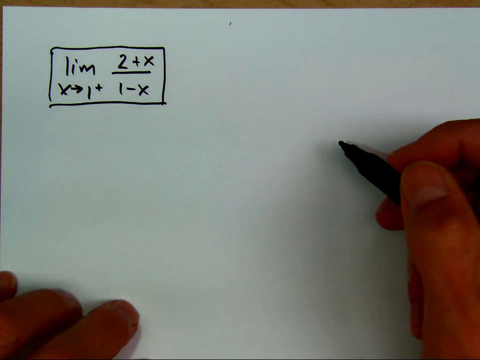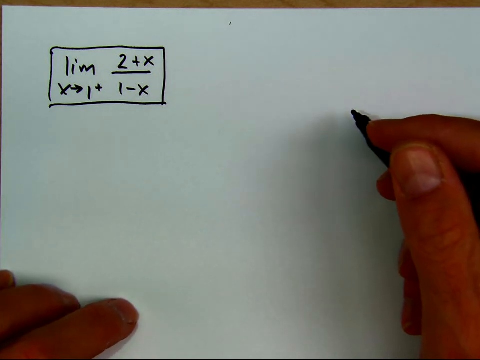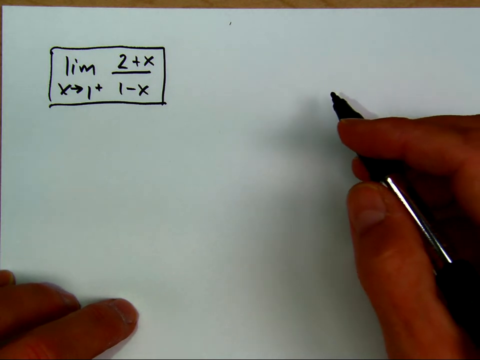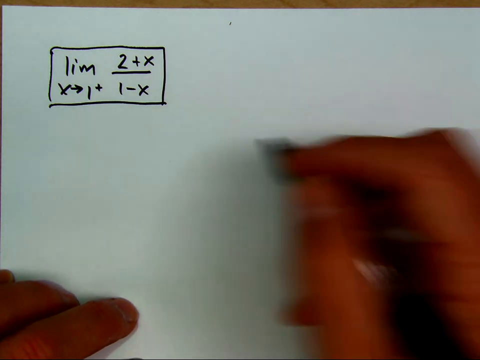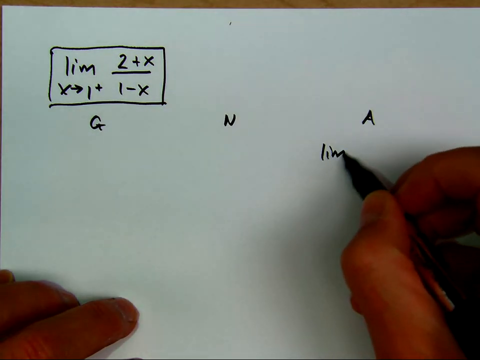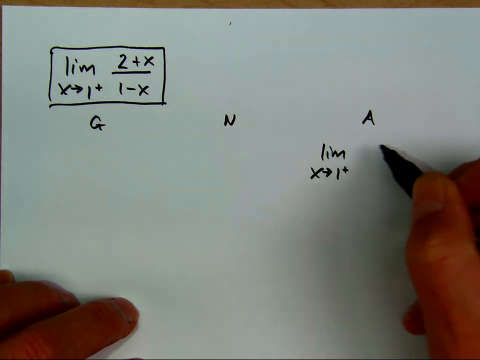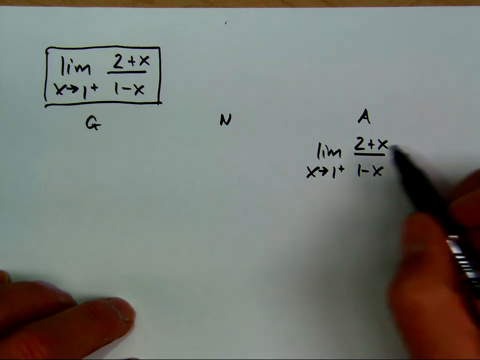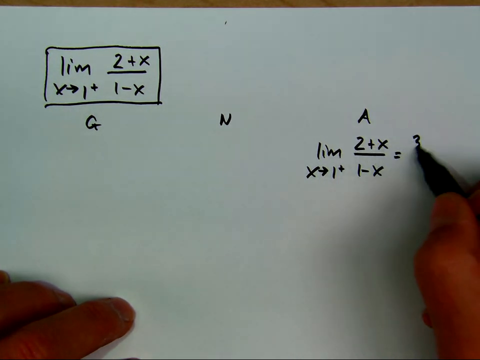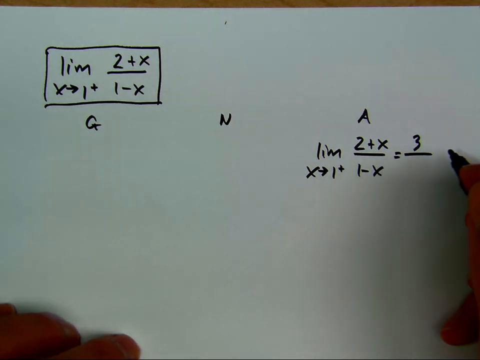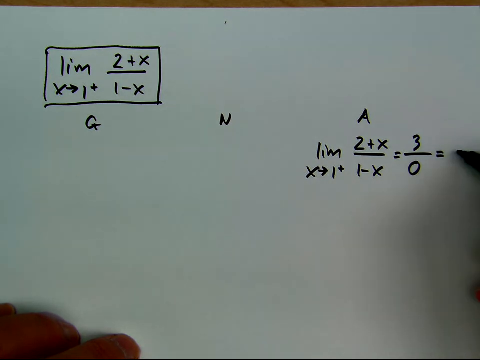Now we just have to evaluate a limit instead of talking about asymptotes, even though there will be an asymptote if the limit is infinity or negative infinity. Let's think about this graphically, numerically, and analytically. All right, we have 2 plus 1. We know that's going to be 3, but now we have a 0 in the denominator. Should we say that this is positive infinity or negative infinity?